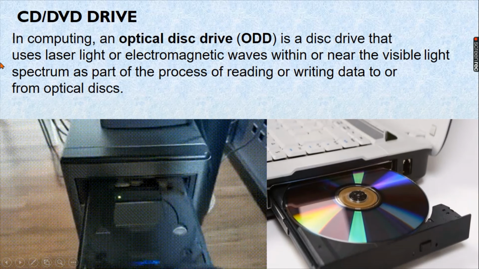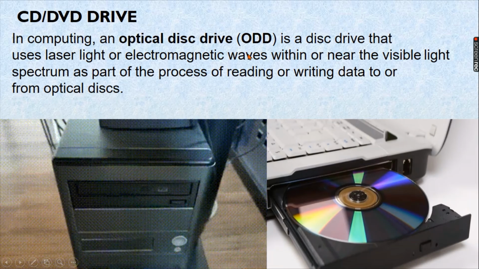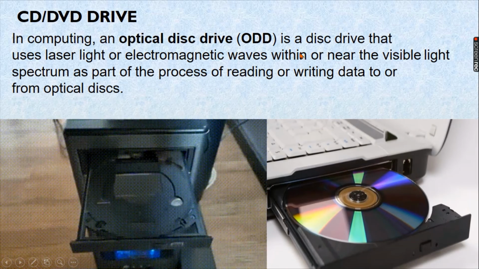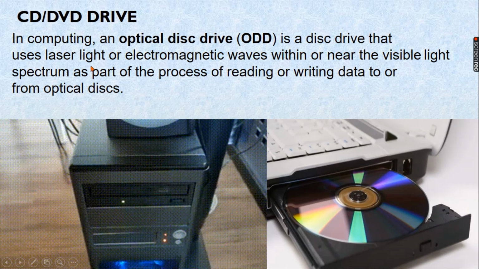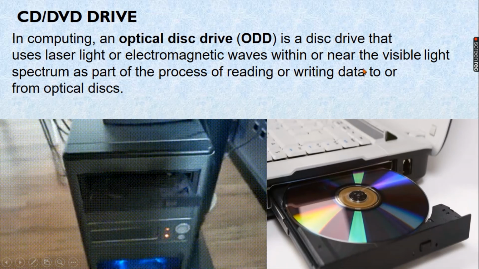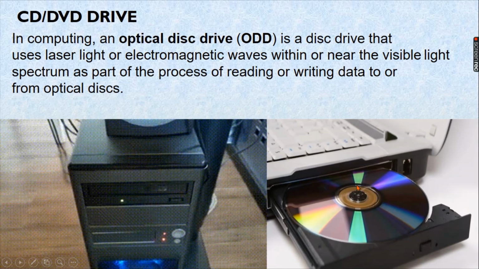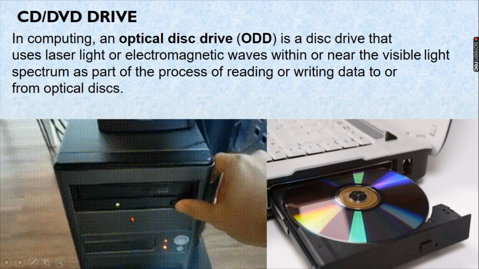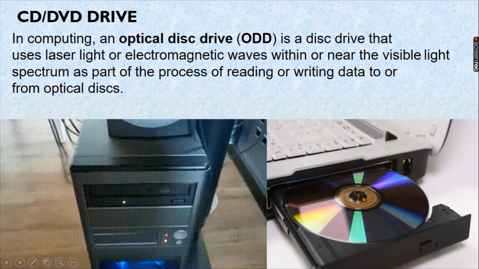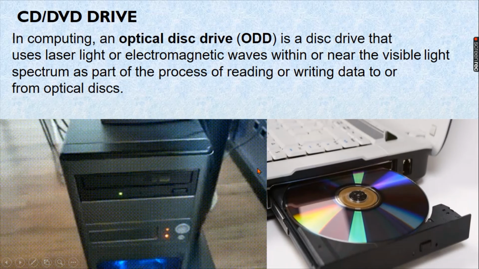Next one is called the CD or DVD drive. In computing, an optical disk drive, also called ODD, is a disk drive that uses laser light or electromagnetic waves within or near the visible light spectrum. This means we have to insert the CD into the CD drive, and the CD drive can read the data on the CD, which is also called an optical disk or compact disk.